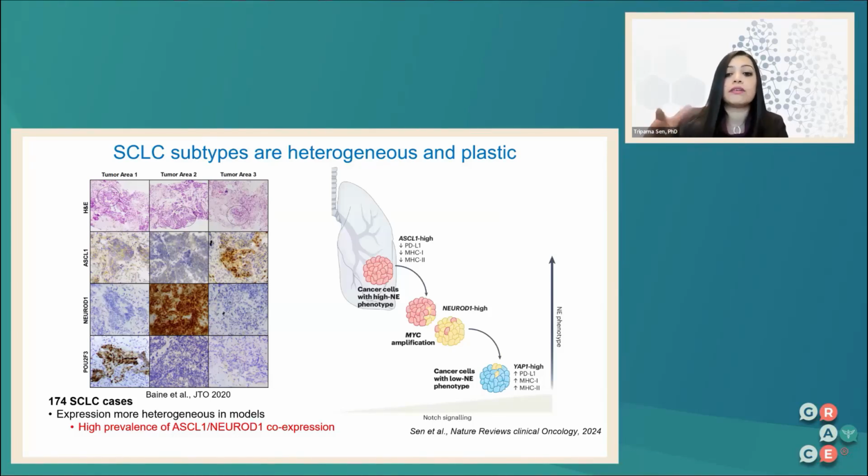So what small cell lung cancer does is that it is actually a moving target. It can change its phenotype, and it can express multiple transcription factors all at the same time, which makes therapy difficult. It also expedites the process of drug resistance in small cell lung cancer.